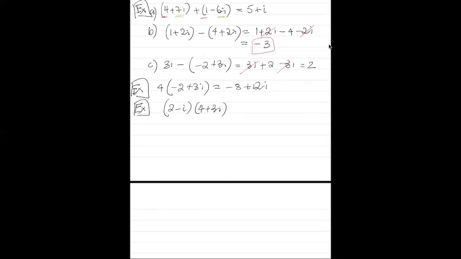We don't have a formula per se, we just multiply as we FOIL. We treat i as its x, and so if you FOIL, you do 2 times 4, 8, and then 2 times 3i, plus 6i, and then minus 4i, minus 3i squared. Then we combine like terms, so it's 8 plus 2i, and what is i squared?